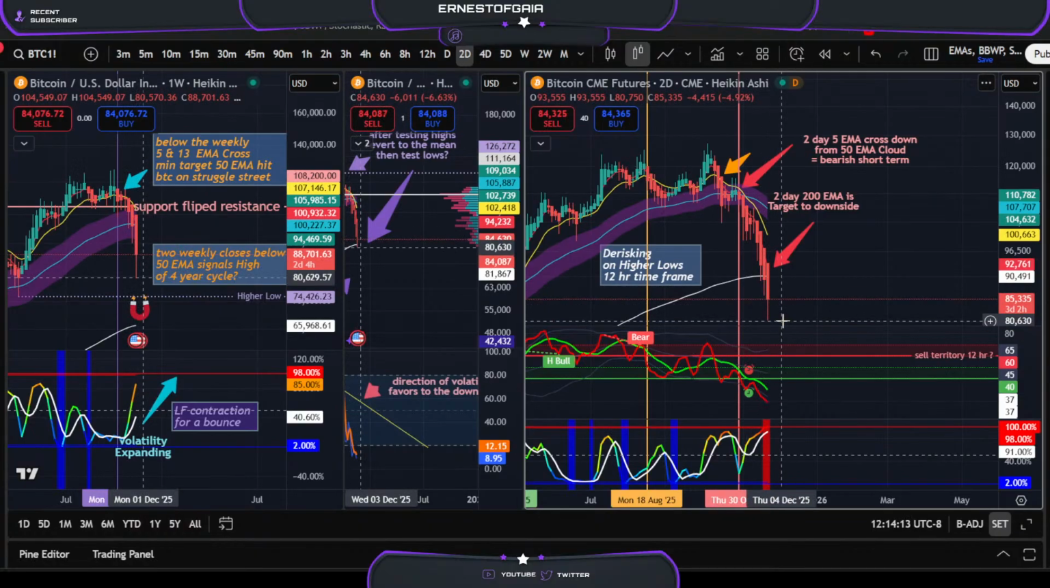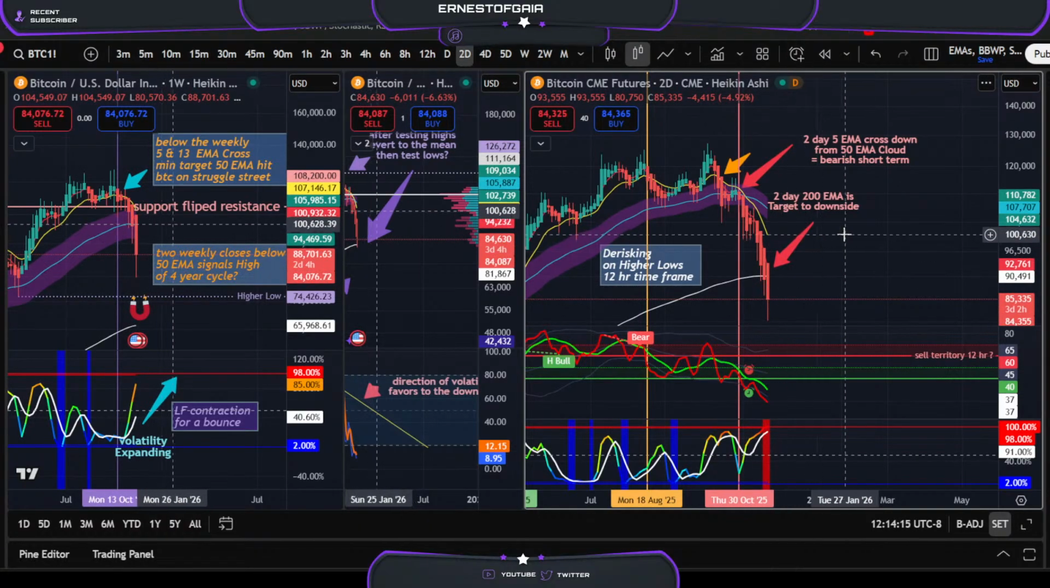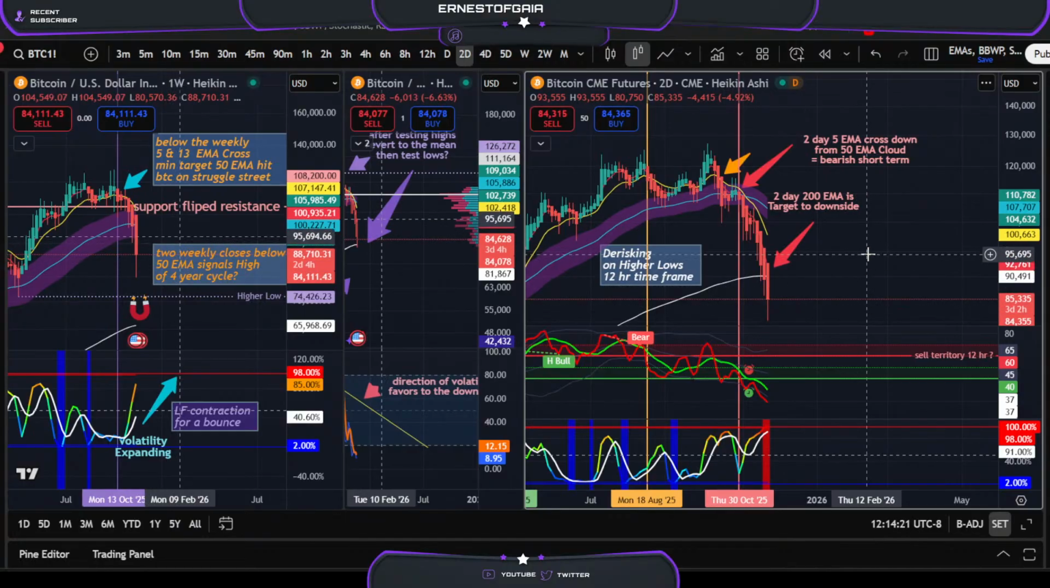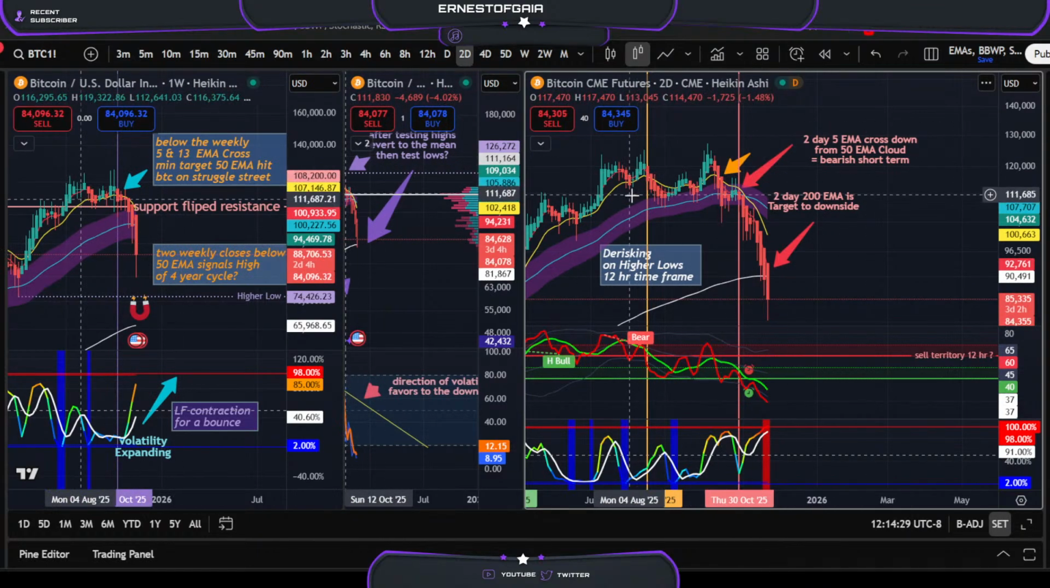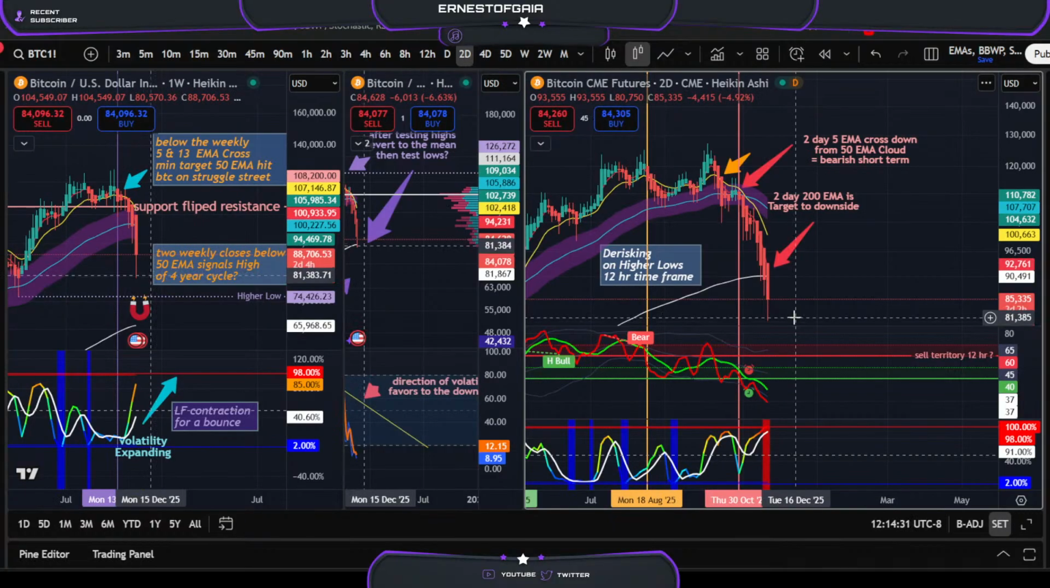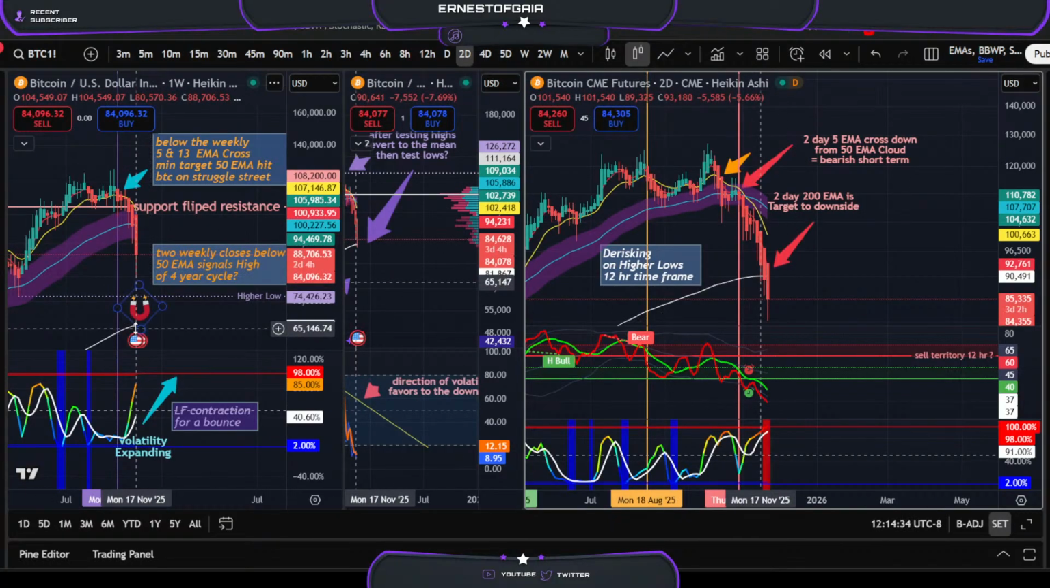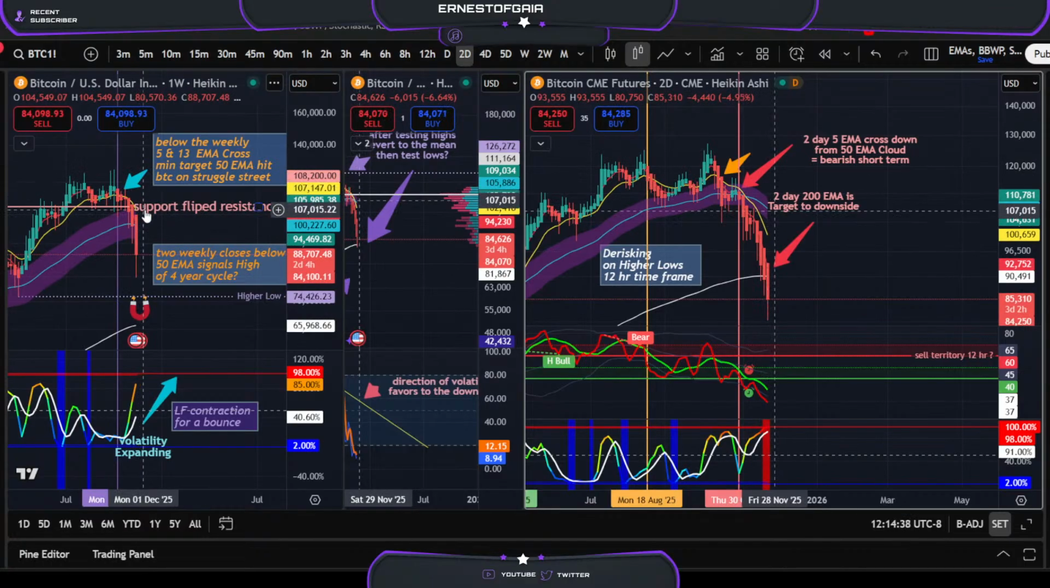We're looking for some ranging again, and then probably a lower high, and after that lower high, we'll have to start looking at whether we get higher lows or lower lows. So we have what looks like a juicy territory for range between 66 and 126.